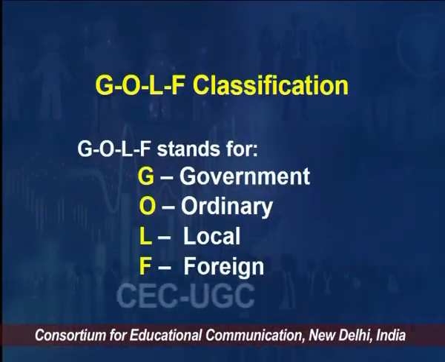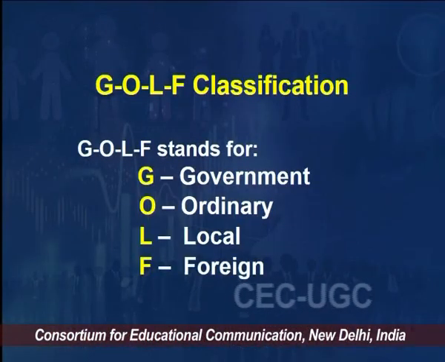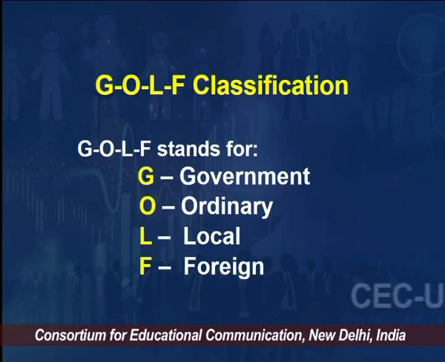Then there is a classification called GOLF. G stands for government, O for ordinary, L for local, F for foreign. Some materials can be procured from the government. Some materials are ordinary, or local, you can purchase them from the local markets, and some materials you have to purchase from foreign markets. So accordingly your strategy will depend. You have to see what is the lead time in ordering those materials.